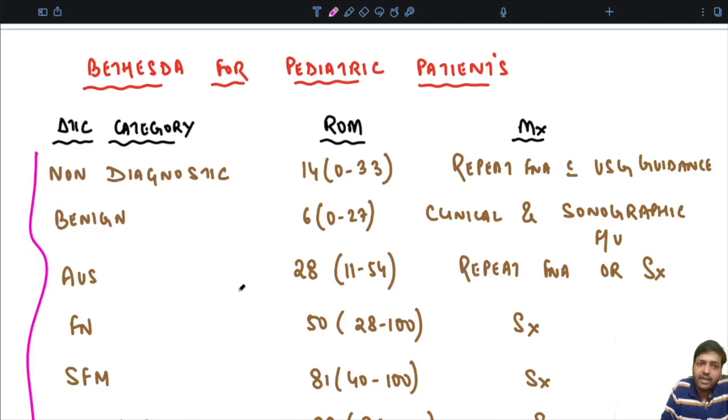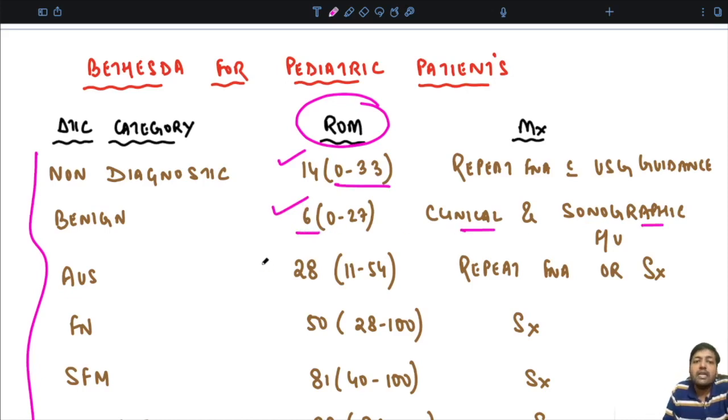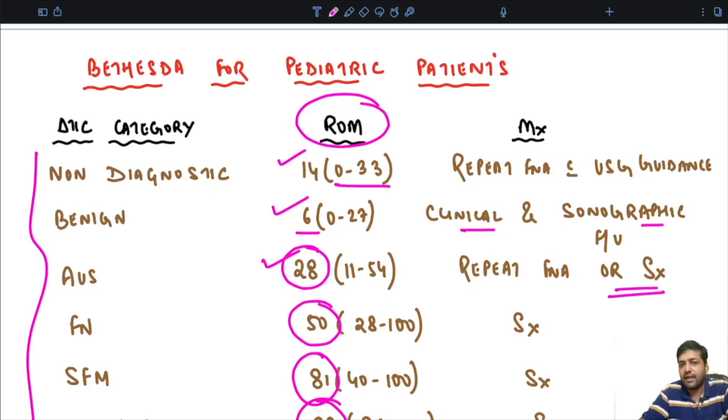The same 6 diagnostic categories are there, only the ROM is changed and it is higher in children as compared to adults. For example, for non-diagnostic it is 14% with a range of 0 to 33%. You should repeat with USG guidance. For benign lesions, 6%, 0 to 27 is the range, clinical and sonographic follow-up. For AUS, 28% is the ROM, repeat FNAC or surgery. For follicular neoplasm it is 50%, surgery. For SFM, suspicious for malignancy, 81%, surgery. For malignant lesions it is 98% risk of malignancy and the definitive management is surgery. Okay, so this is the Bethesda system for pediatric patients.